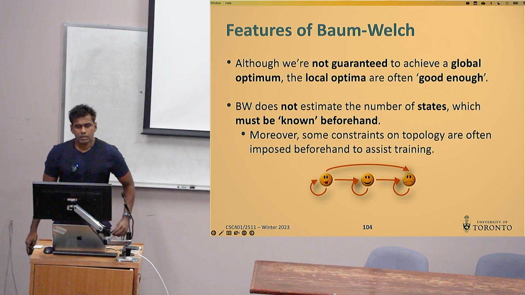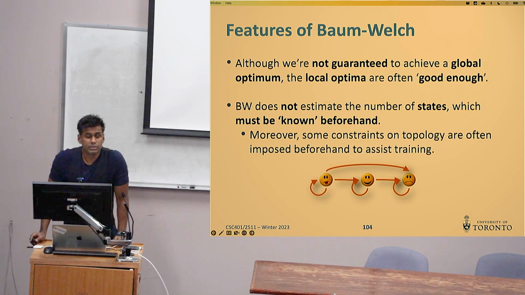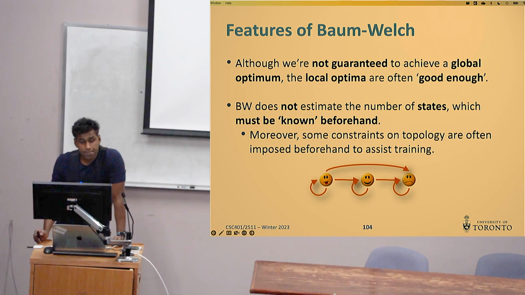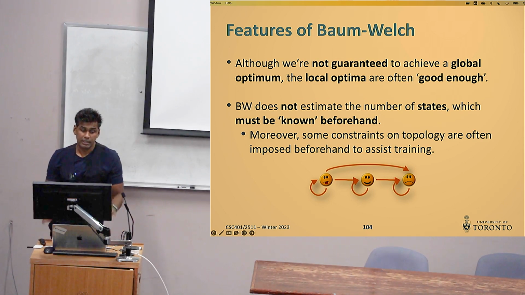Okay. Some features of Baum-Welch. It's not guaranteed to achieve a global optimum, which we talked about, but the local optima are often good enough for the task that it's designed to do. And Baum-Welch does not estimate the number of states, which must be known beforehand. The hidden states are hidden, so we don't really know them beforehand.